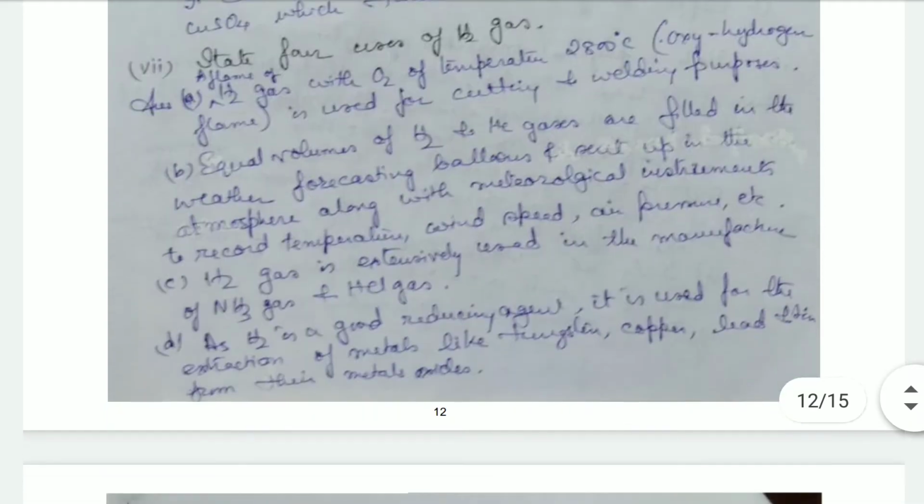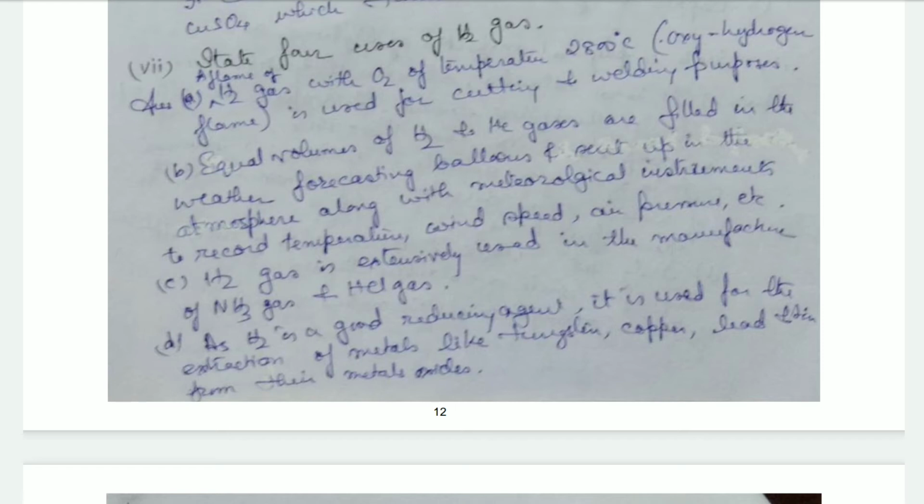Now state four uses of hydrogen gas. First, a flame of hydrogen gas with oxygen at a temperature of 2800 degrees centigrade is called the oxy-hydrogen flame. Hydrogen with oxygen when combined at 2800 degrees centigrade produces a flame known as the oxy-hydrogen flame, which is used for cutting and welding of metals.